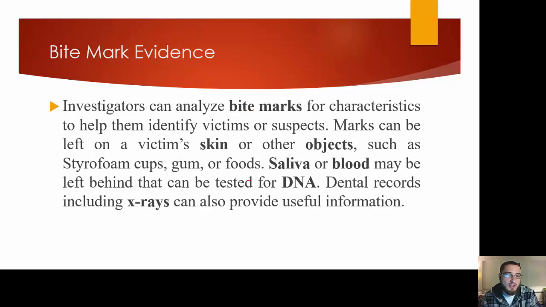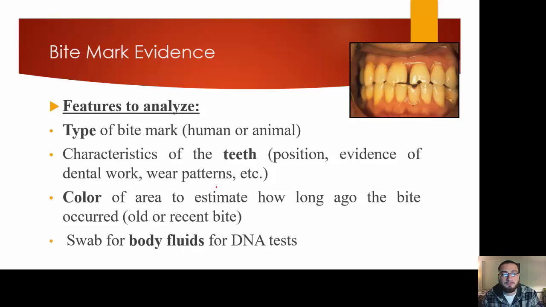Bite marks. Investigators can analyze bite marks for characteristics to help them identify victims or suspects. Marks can be left on the victim's skin or other objects, such as styrofoam cups, gum, or food. Anything that someone takes a bite into, and then you can look at dental records, including X-rays. Remember, when you go to the dentist, they take X-rays, and that can help you to figure out who the specific person was that took that bite.